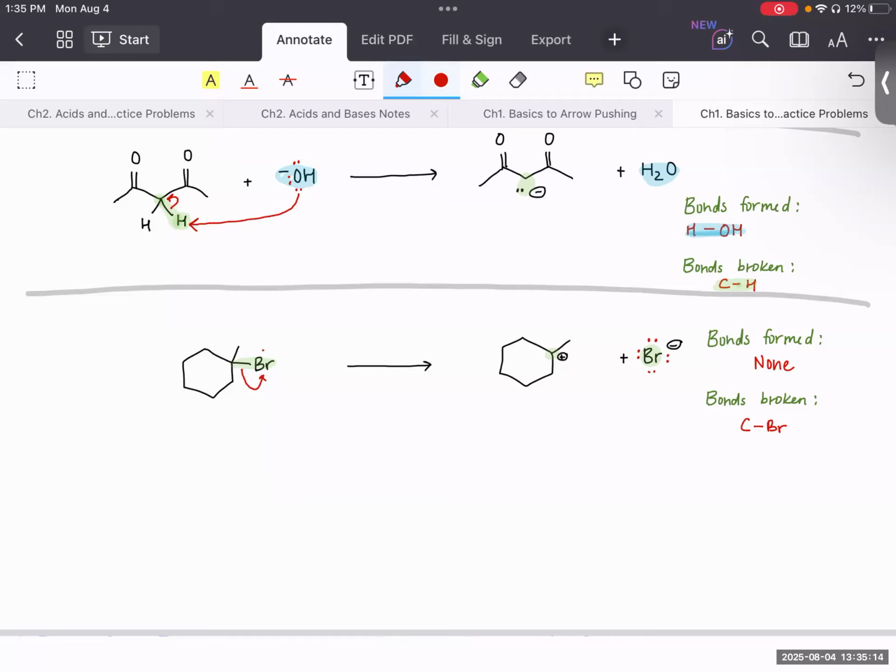So I'll draw in the lone pairs on the bromine to help illustrate that we start off with 3 and end up with 4 lone pairs. And so since we only have one bond breaking here, we can see that we only end up with this one arrow to illustrate that reaction.